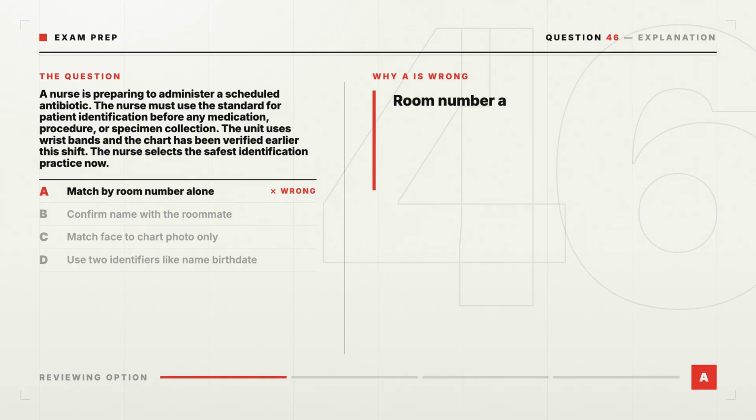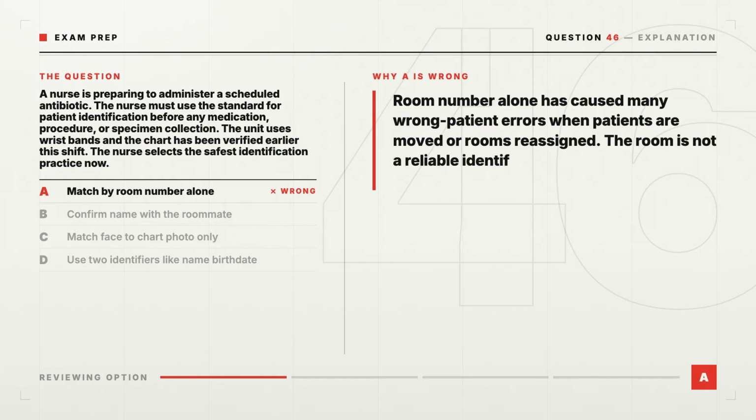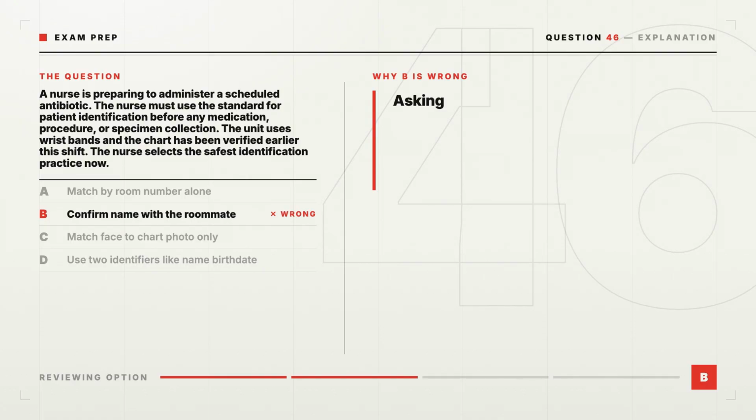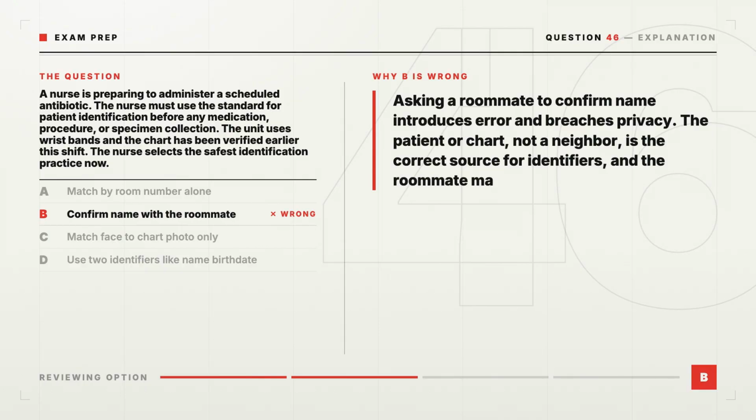A is wrong because room number alone has caused many wrong patient errors when patients are moved or rooms reassigned. The room is not a reliable identifier and never substitutes for verifying personal information against the chart. B is wrong because asking a roommate to confirm name introduces error and breaches privacy.